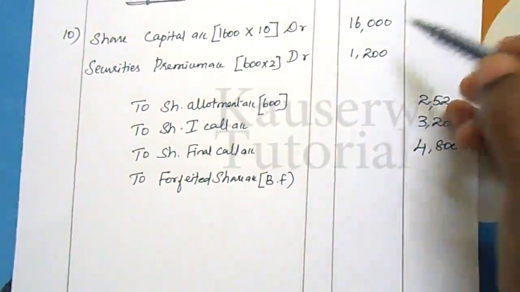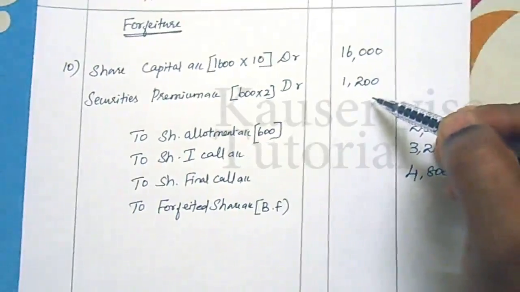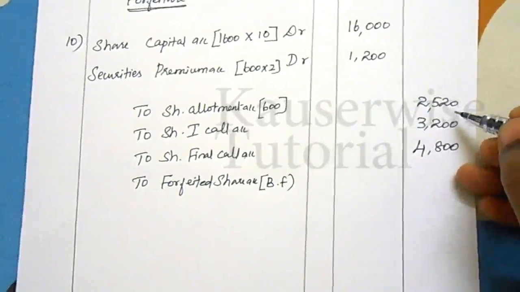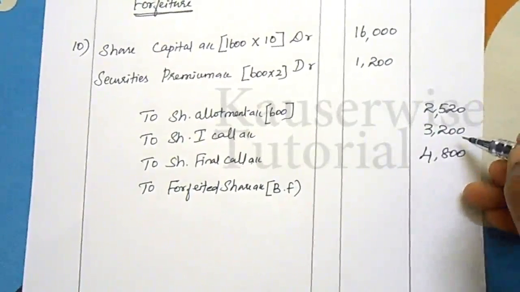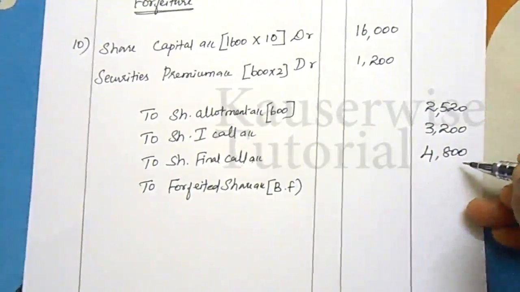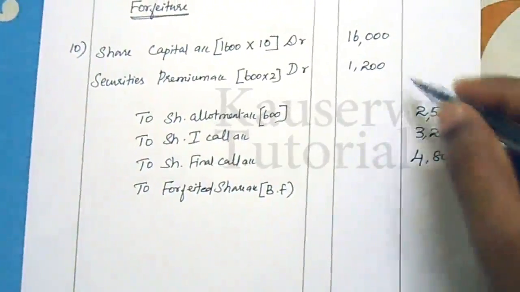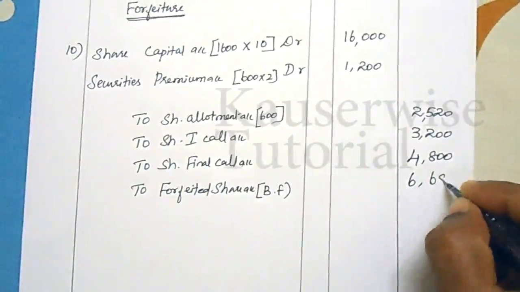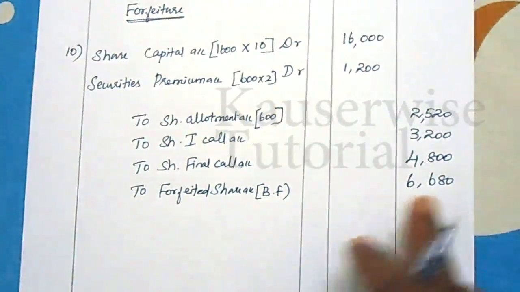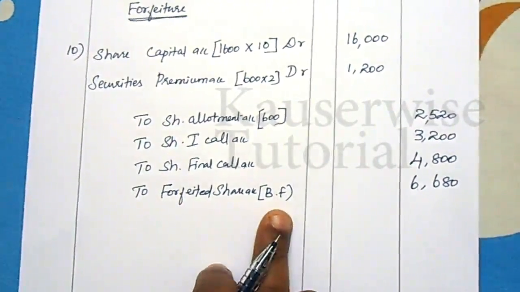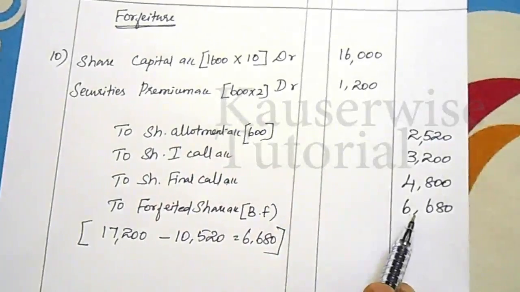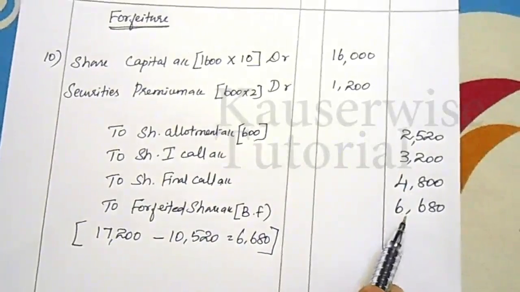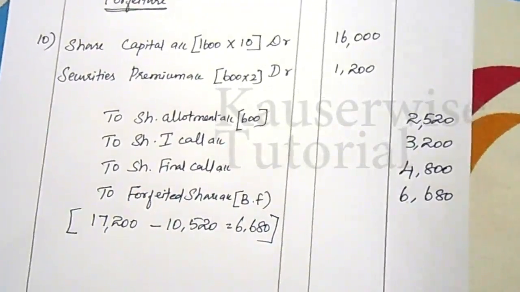Now you have to find the balancing figure for forfeited shares. Balancing figure. So debit side 16,000 plus 1,200, totally 17,200. Credit side 2,520 plus 3,200 plus 4,800. Now find the balancing figure. The balancing figure is 6,680. Okay, this is the amount for forfeited shares. This is a benefit for the company for the forfeiture of 1,600 shares. Now you have to make entry for reissue of those shares.